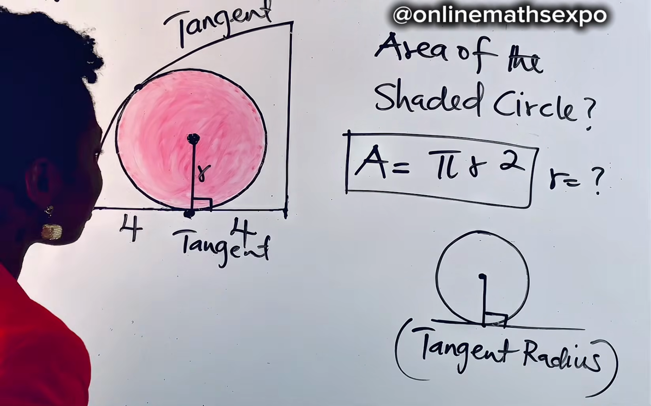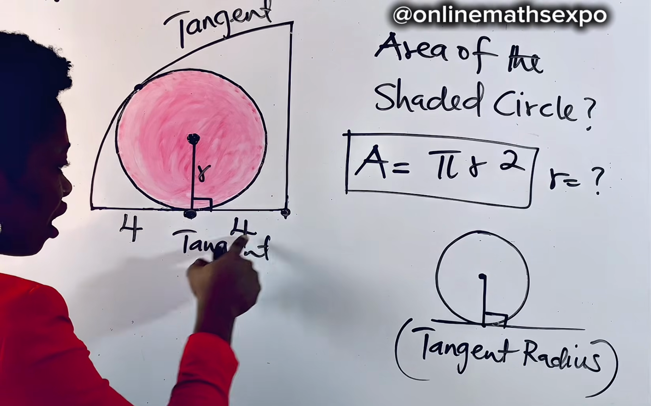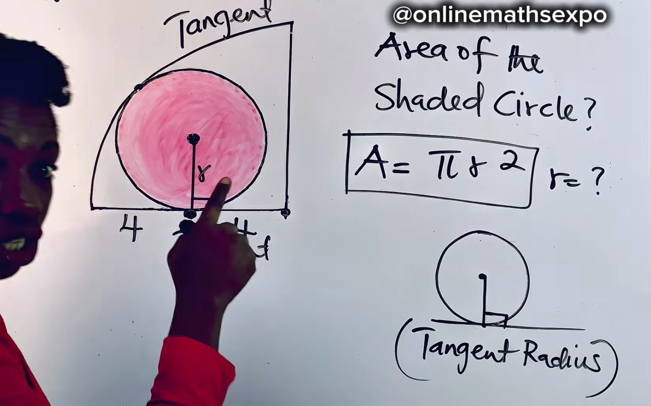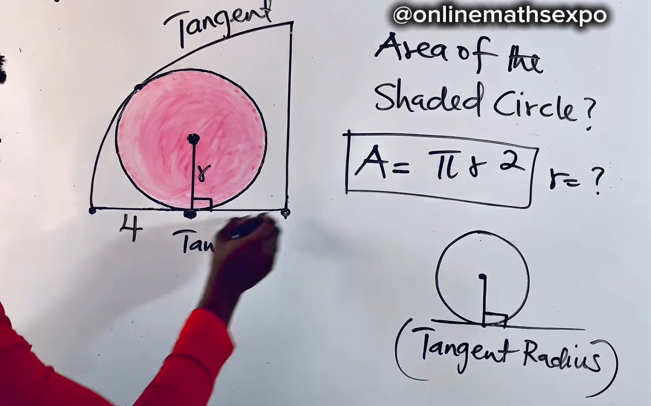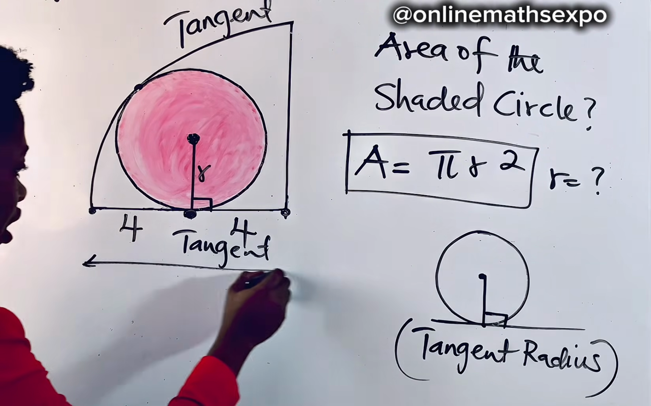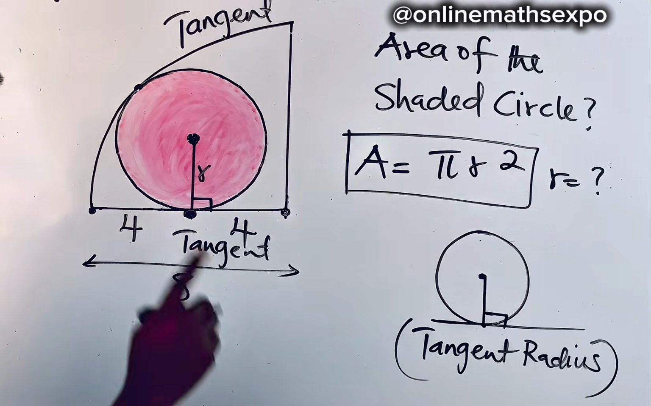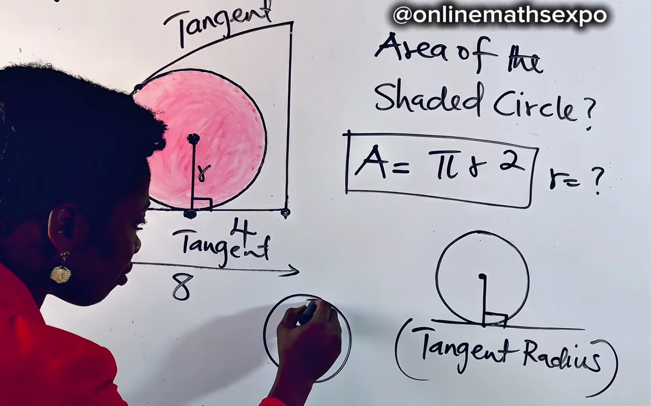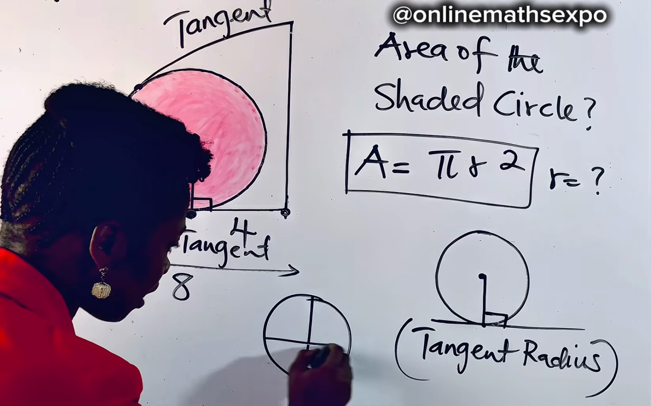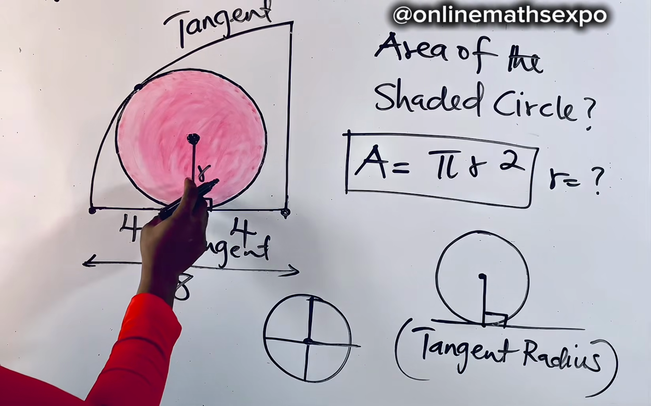We also know that since the question says that from here to here is 4 units, we can get the total length from here to here. If you add this and this, it gives us 8 units. And also remember, when you draw your circle and divide it into 4 equal parts, this is what we call the quadrant. One part of it is what we have here.